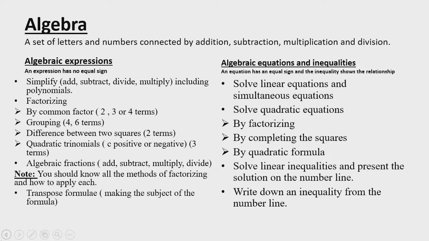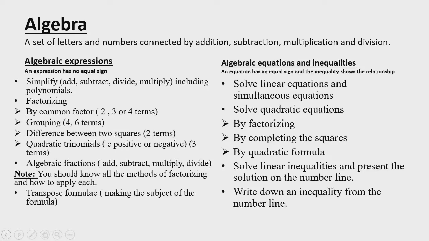Algebra is a set of letters and numbers connected by addition, subtraction, multiplication, and division. I hope this one we know. We are having a combination of numbers and letters now. How do we work with numbers and letters together? Now in algebra, it's divided into expressions, equations, and also inequalities. I put equations and inequalities together because they almost work the same. An algebraic expression has no equal sign. And in algebraic expressions, we simplify.